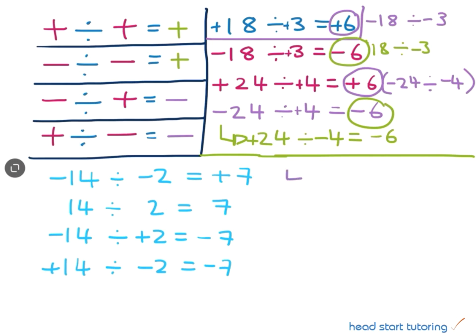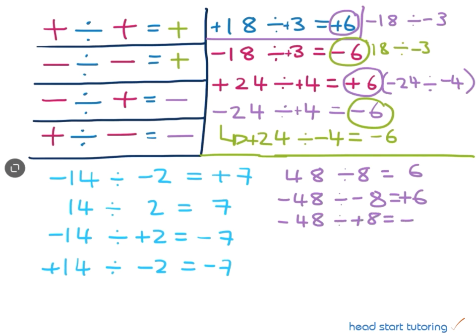Let's have a look at 48 divided by 8. We know that this is equal to 6. So negative 48 divided by negative 8 will also give us an answer of positive 6, because a negative divided by a negative is a positive. If we have negative 48 divided by positive 8, we end up with negative 6, or positive 48 divided by negative 8, we again end up with negative 6.